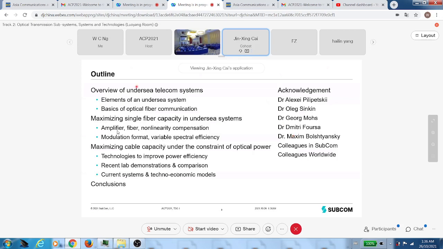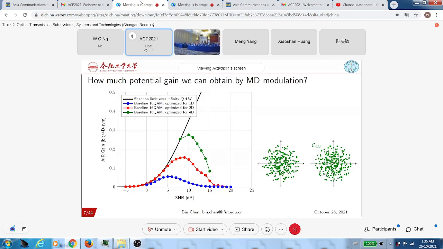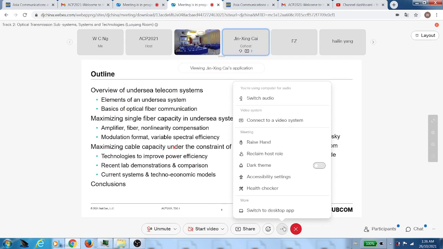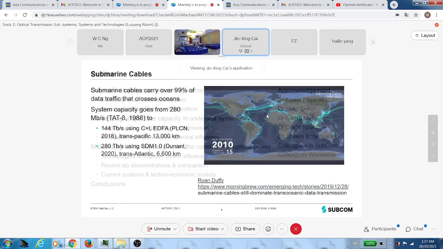And if you go to 4D, the green curve shows 4D, how to maximize single-channel capacity in submarine systems. Then I will talk about how to maximize the cable capacity under the constraint of optical power and limited optical power gains. And finally, I will conclude my talk.